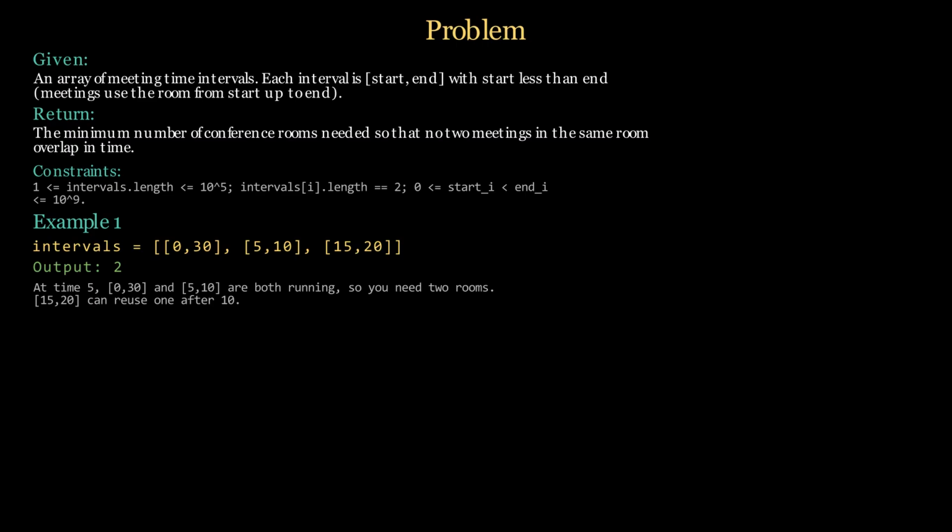Example 1, intervals 0 to 30, 5 to 10, and 15 to 20. At time 5, the long meeting and the 5 to 10 meeting overlap, so you need two rooms. Output is 2. Example 2, 7 to 10 and 2 to 4. After sorting by start, the first meeting ends before the second begins, so one room suffices. Output is 1.